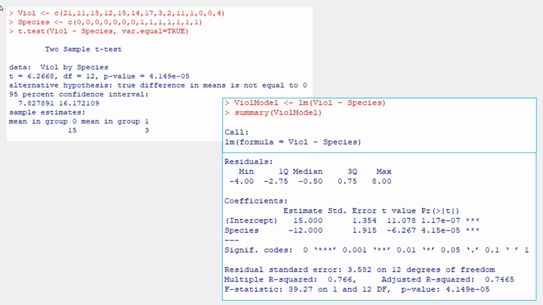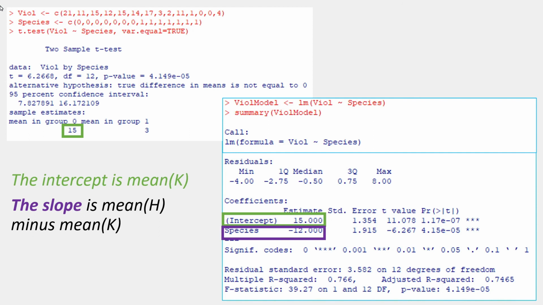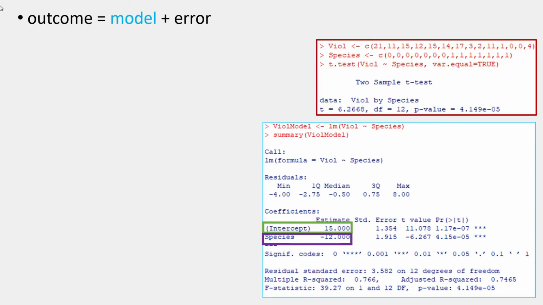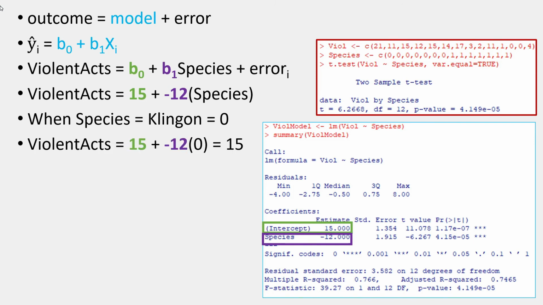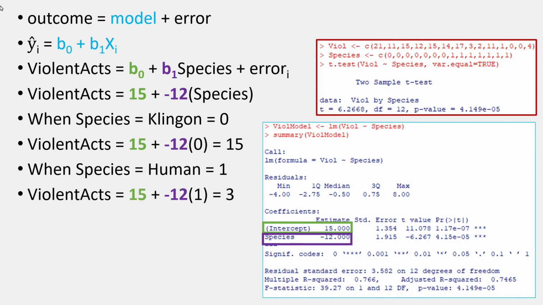Well, our y-intercept is the mean number of violent acts by Klingons, and the slope is the human mean minus that Klingon mean. Let's break this down. Our independent variable is neither human nor Klingon. It's rather the variable that includes both. So let's call our independent variable or predictor species. Now, let's say species is Klingon. The model in this case predicts 15 violent acts. Okay, what about when the species is human? You guessed it, the model predicts 3 violent acts.